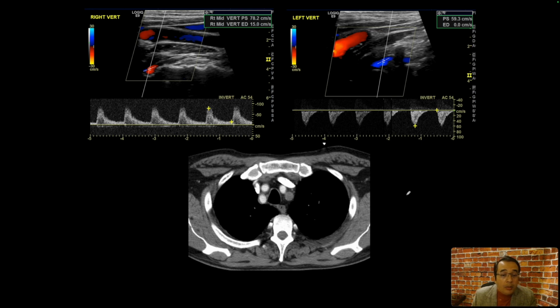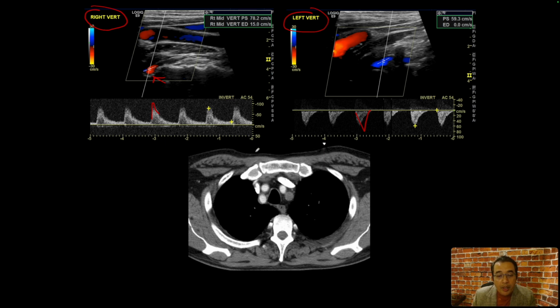Here's our last patient for this series, and we were doing a carotid ultrasound. The right vertebral artery shows antegrade blood flow right there, but the left vertebral artery shows retrograde blood flow. That means that the direction of flow in the left vertebral artery has reversed. And we know that that happens when there is the phenomenon of subclavian steal.